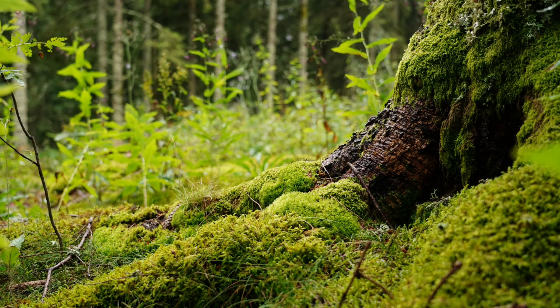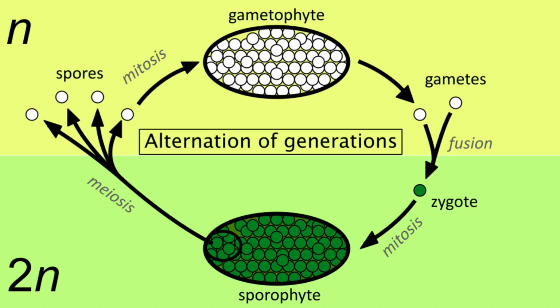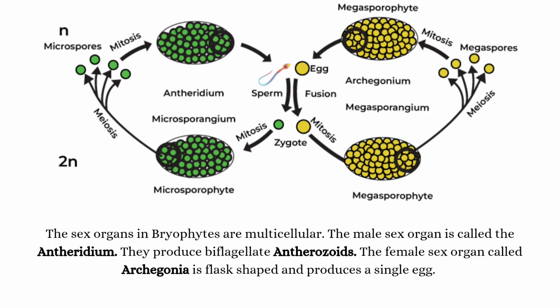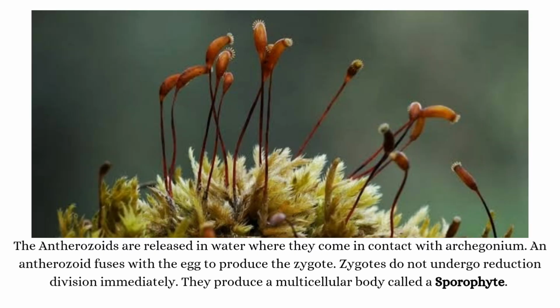Most plants have a life cycle where the diploid sporophyte is dominant. But bryophytes follow the alternation of generations, having the haploid gametophyte as the dominant stage. The gametophyte is haploid and dominant. It is the green leafy part that produces sperm in antheridia and eggs in archegonia. For fertilization, water is essential.